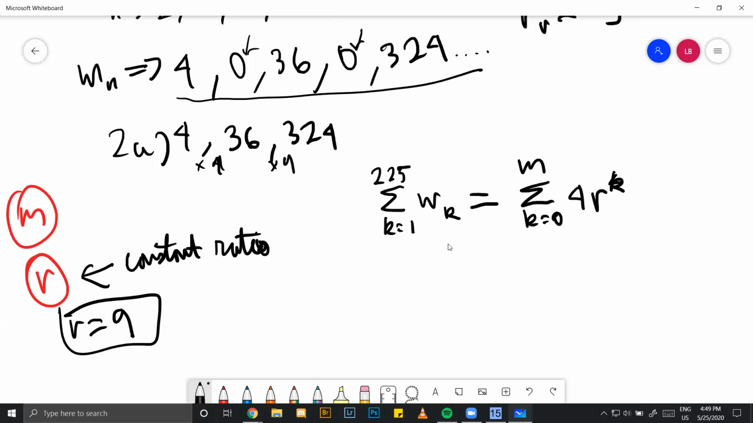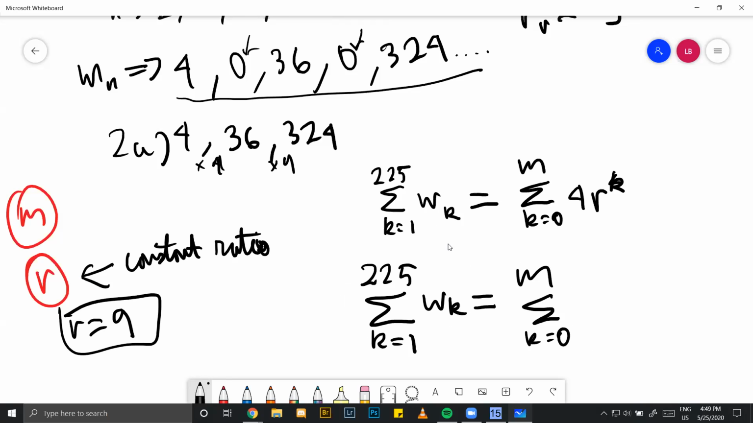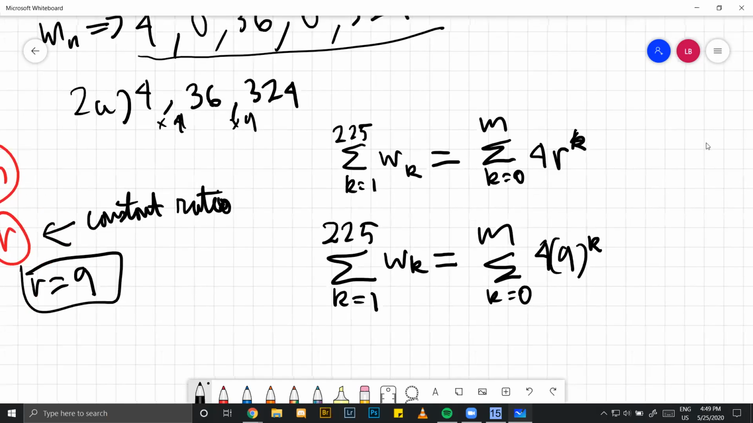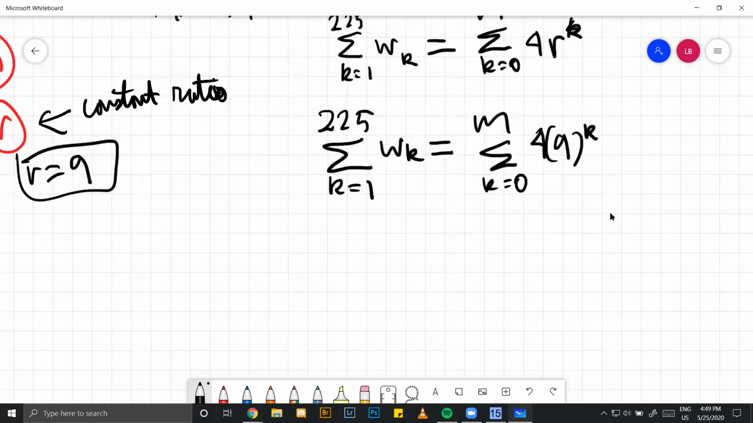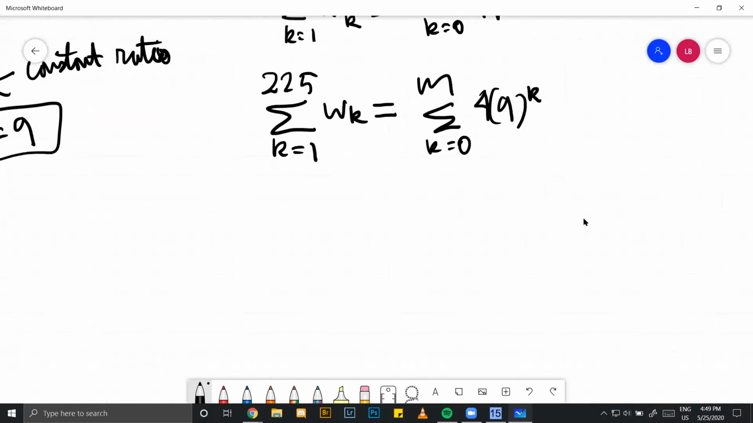So that's what your constant ratio is. And let's rewrite this little equation over here. So we have 225, and the sum, k equals 1, of wk, equal for m, the sum from k equals 0, of 4 times 9 to the k, right? So 4 times 9 to the k. Now it becomes a question of the fact that these two sequences are kind of the same.